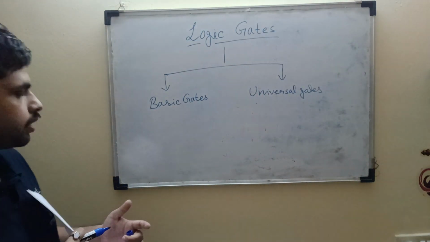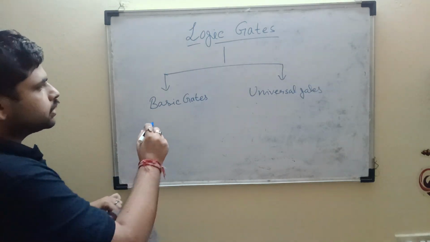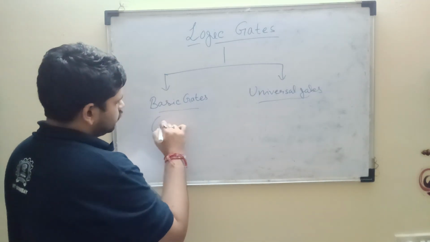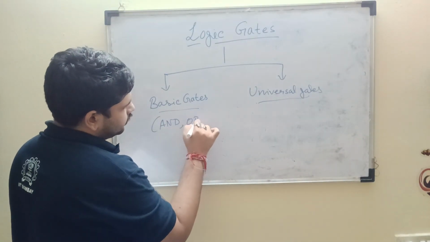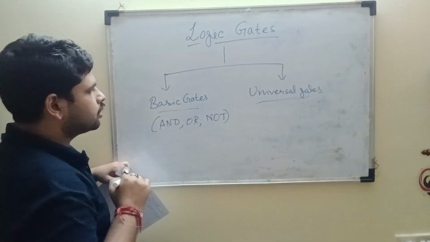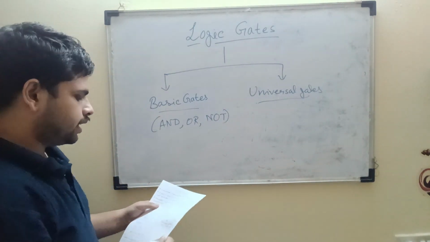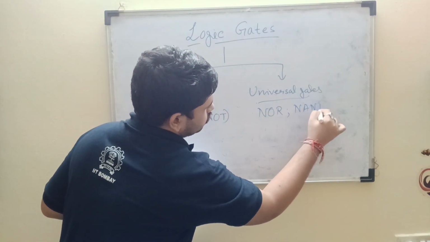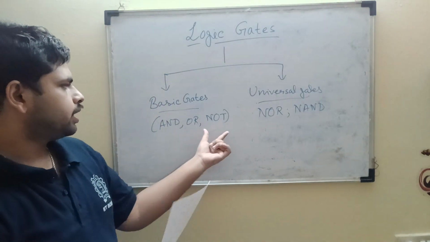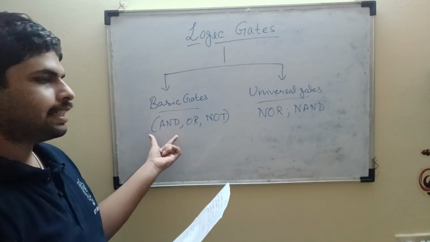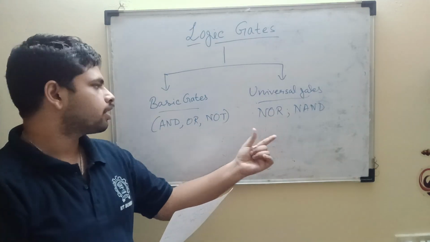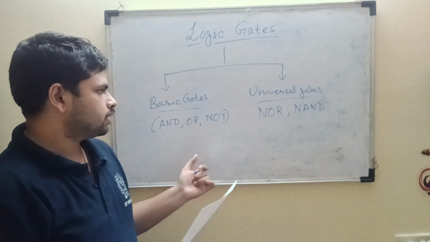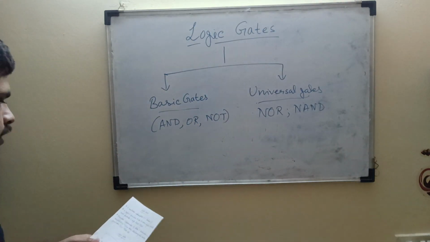There are two types of logic gates. The first is basic gates and the other is universal gates. The basic gates are the AND gate, OR gate and NOT gate. These three are the basic gates, and the universal gates are the NOR gate and NAND gate. When NOT operates on an AND gate, that will be a NAND gate. When NOT operates on an OR gate, it will be called a NOR gate.